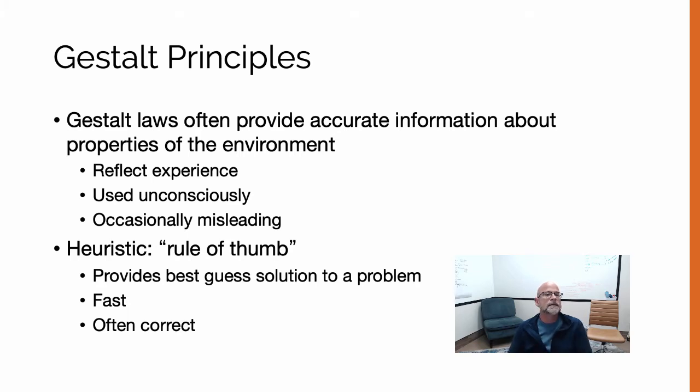But one of the ways that we organize or recognize things is using certain principles called Gestalt principles. These often provide accurate information about properties in the environment, in other words, what we see. They tend to reflect our experience and are used unconsciously. They happen pretty much automatically. Interestingly, they can be misleading at times. But these things are heuristics, that is, rules of thumb. They don't work every time, but they work most of the time.